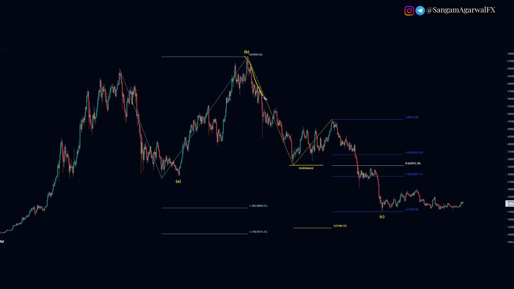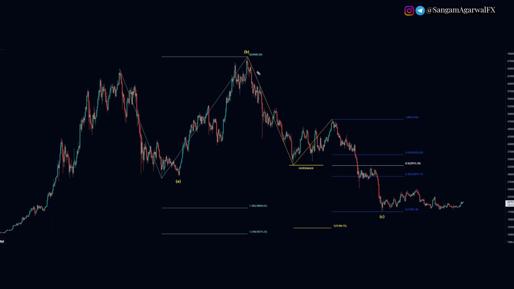And if we focus only on the last wave, we can call it A, then correction B, and right now we are in wave C. And if this support breaks after FOMC or the midterm election, then our downside target will be 12,184, and we have to wait for rejection on this support level.